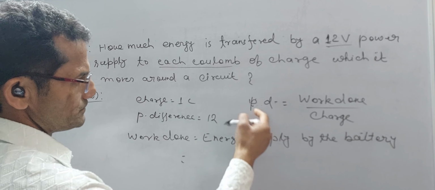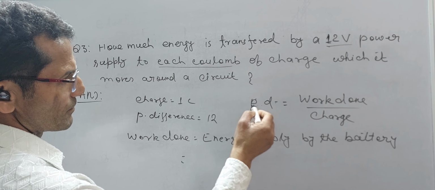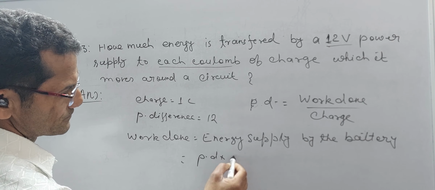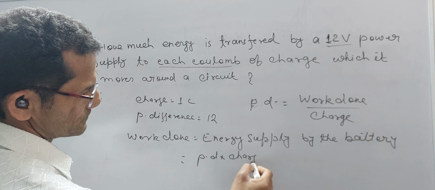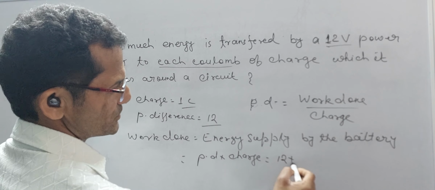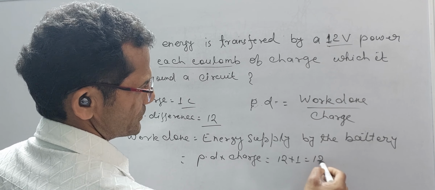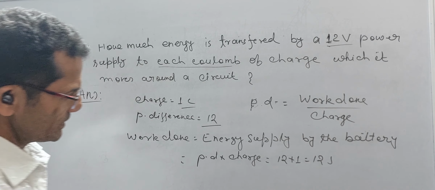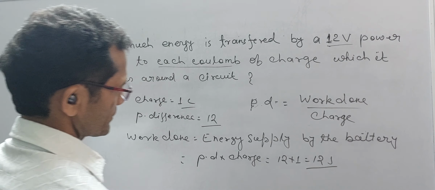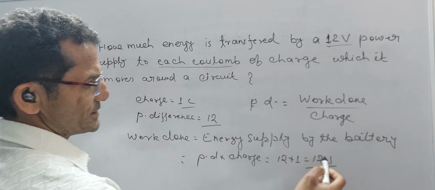is equal to potential difference multiplied by charge. Our potential difference is 12 volts and charge is 1 coulomb. 12 into 1 coulomb comes out 12. Work done has the unit joule, so energy supplied also has the unit joule.